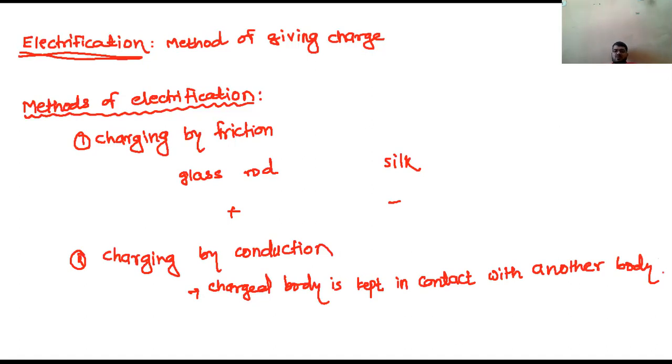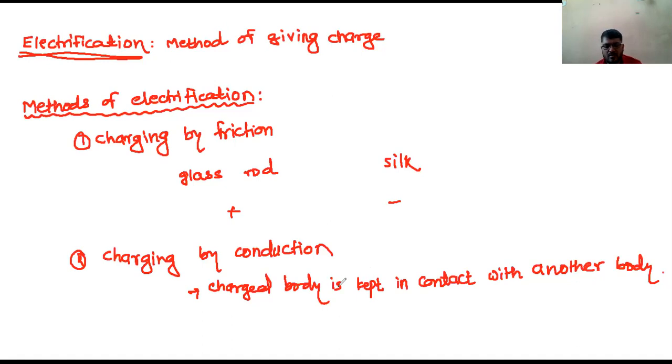So conduction is nothing but actual conduction, the same as how electricity flows through a metal conductor. Same like that, we keep bodies in contact, and then charge transfer takes place through conduction. Let's see one example of this charging by conduction. First of all, note down this. Next, pause the video and note down.